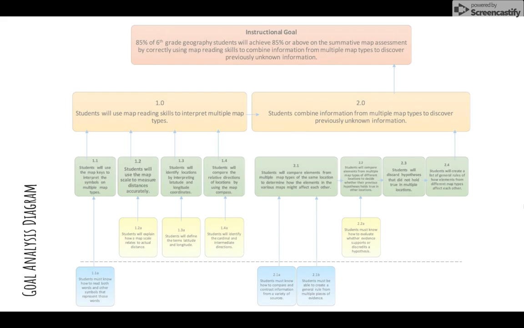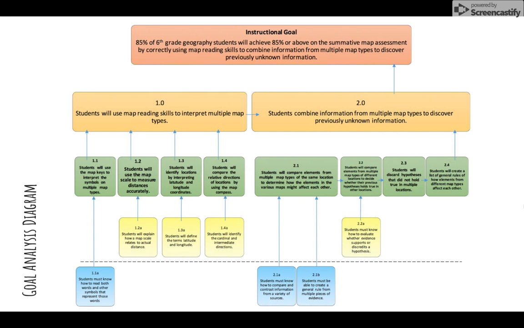Well, this is my goal analysis diagram, and this helped me break down the goal into its component parts. So, there are two major parts of this. First, just the map reading skills. So, teaching the students how to use a scale, know about latitude and longitude coordinates, about using the map compass, etc. And then the students can use those reading skills to do the second and bigger part, which is to combine information from multiple map types to discover previously unknown information.